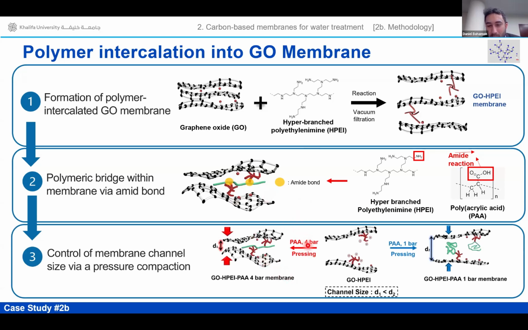Because as you pressurize your system, basically you are forcing the polymers to be, let's say, more linear in between the layers and not forming this type of, let's say, micelles that will increase for sure the interlayer distance, and of course the rejection will be much lower.